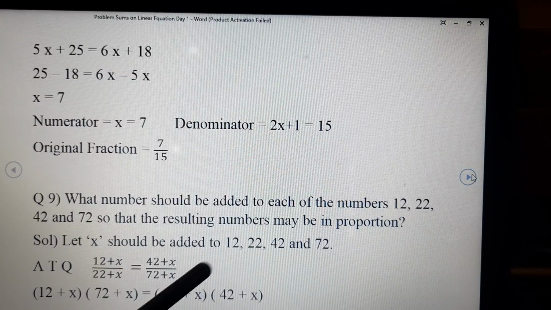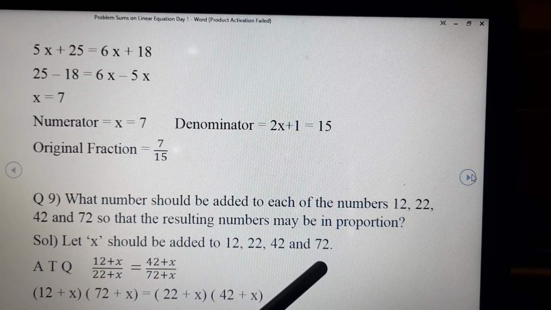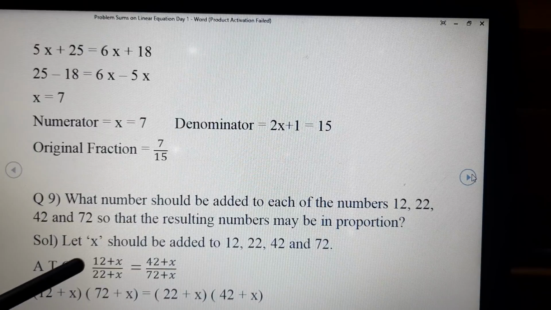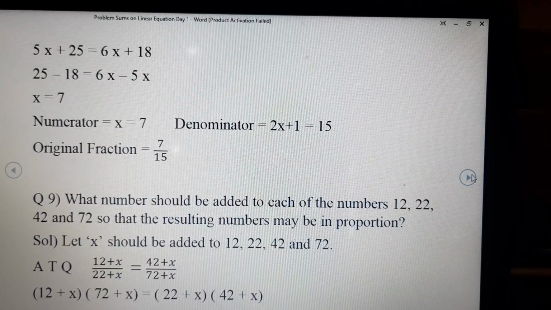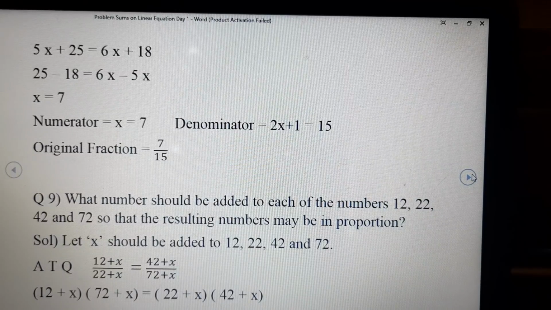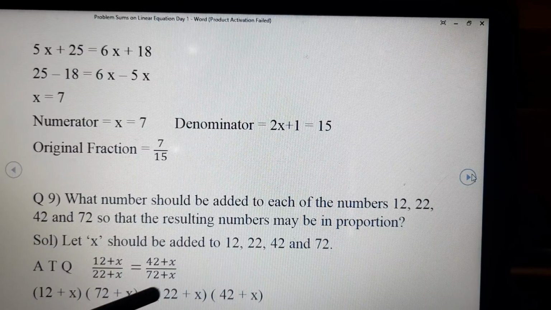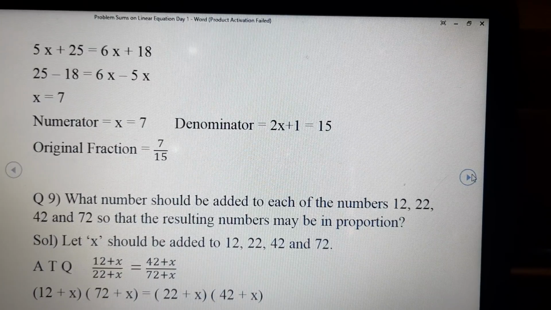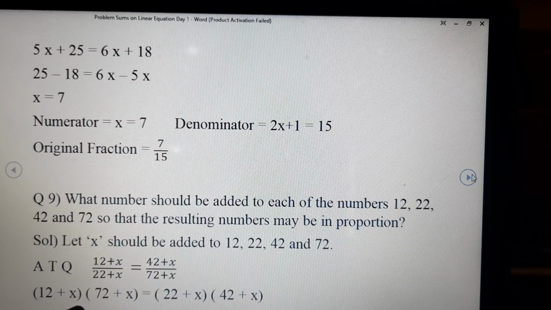And if they are in proportion, first number divided by second number is equal to third number divided by fourth number. That's what we have done here. 12 plus x divided by 22 plus x is equal to 42 plus x divided by 72 plus x. Now we will do cross multiplication. As they are not monomials, they are binomials, so we'll enclose them in a bracket and then write them in this manner. 12 plus x into 72 plus x, 22 plus x, another bracket 42 plus x.